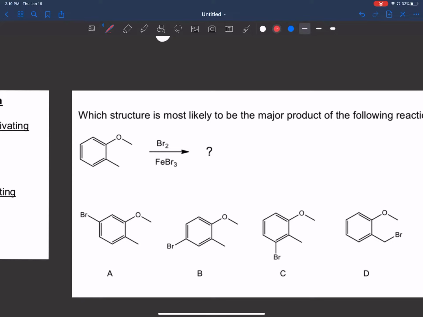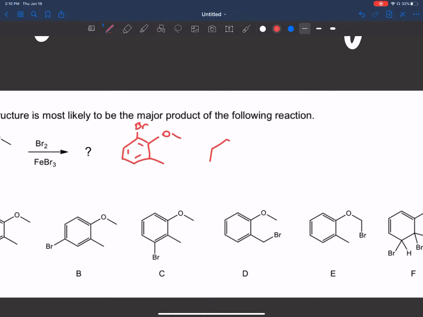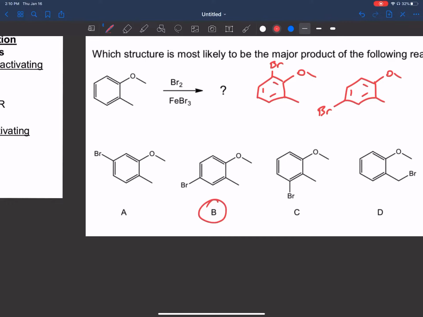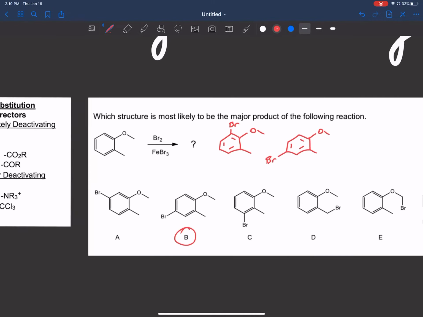So if I were to draw this, let's draw both possible products. So here's our O methyl and the methyl. Now in this case, we have this one ortho spot open. So that would mean the Br goes there. Can't put it where the methyl is. Para product would look like this. That will be the predominant product in this case, so making the answer B. All right, so that's how we would do that question.